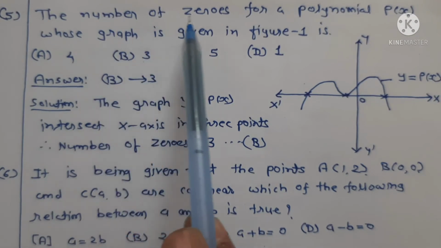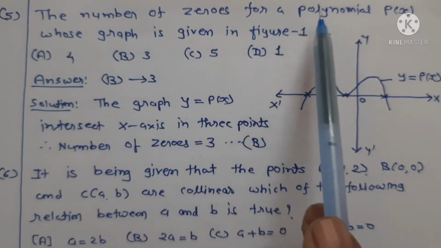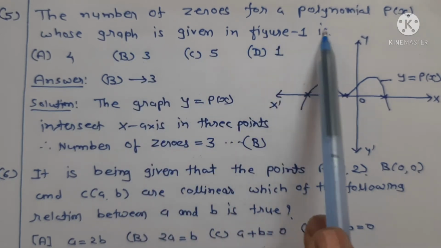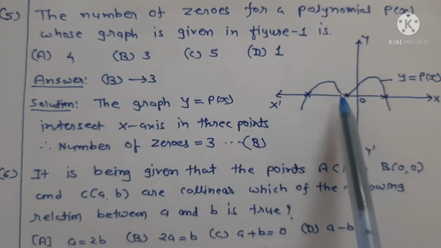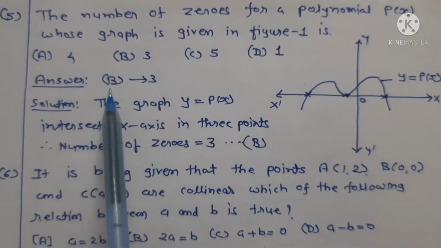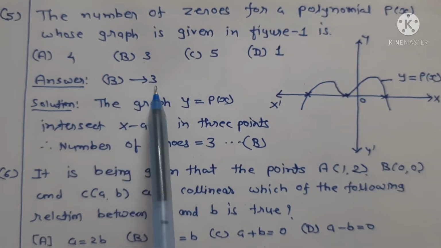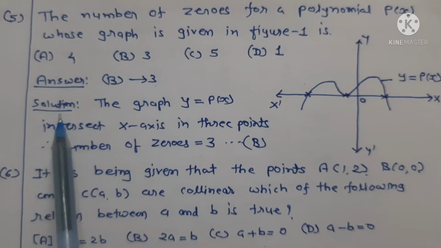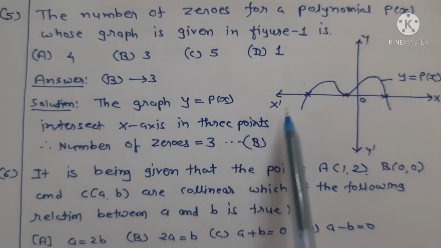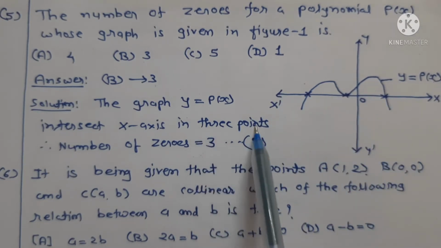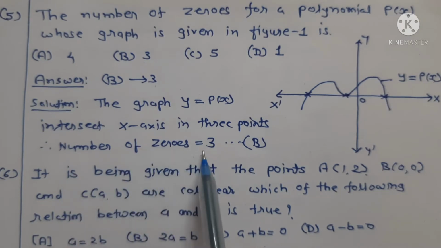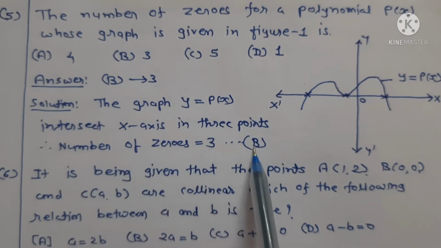The number of zeros for a polynomial p(x), whose graph is given in the figure. The graph y equal to p(x) is drawn inside the figure. So answer is B, 3. Now start the solution. The graph y equal to p(x) intersects the x axis in 3 points, number 1, number 2 and number 3. Therefore number of zeros equal to 3, means B option is right.